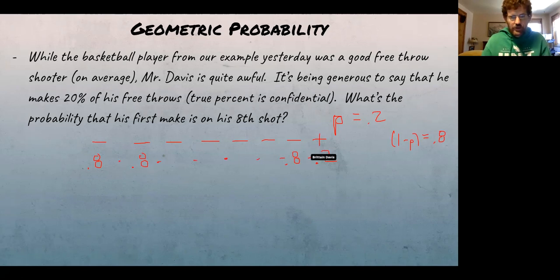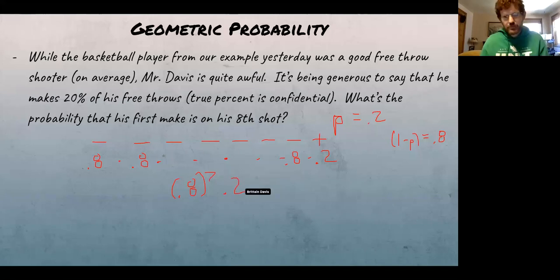All right, so if I summarize this down, I'm not plugging into the calculator just yet. What I'm doing is I'm taking my failure probability, 0.8, and I'm doing that 7 times. I'm just going to do that to the 7th power, and then I'm multiplying by the probability of success. All right, so that can be something pretty quick to put into the calculator.